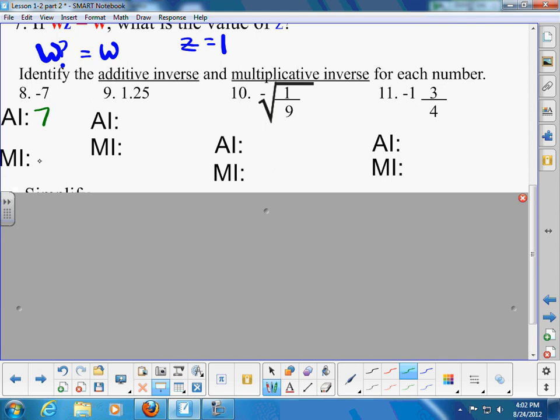The multiplication inverse of a number is the flipped fraction. In other words, the reciprocal. It has the exact same sign. So here, the multiplication inverse of -7 is -1/7.